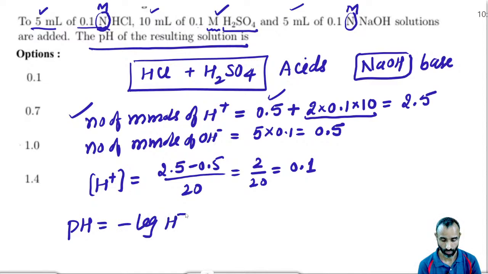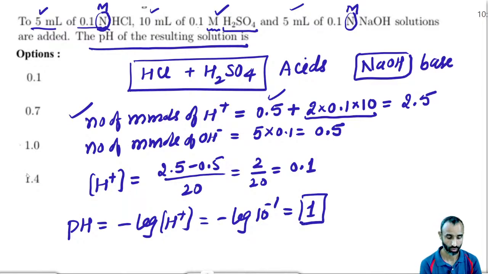So what is pH? Minus log of H plus ion, minus log of 10 raised to the power minus 1. That means pH comes out to be 1. Okay.